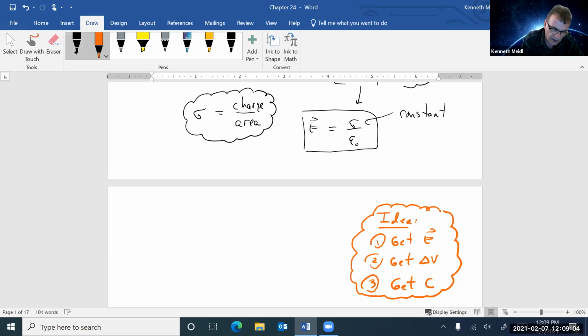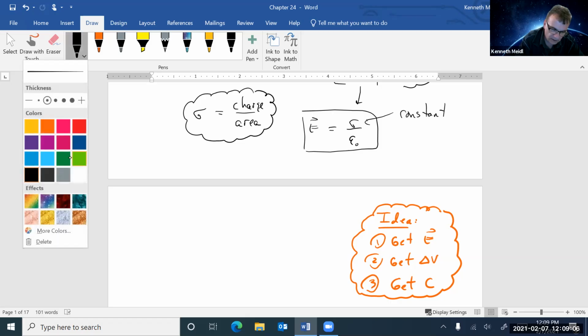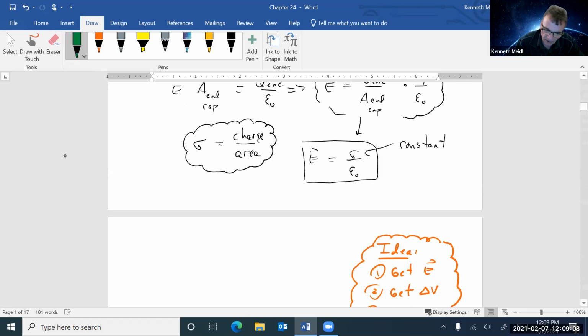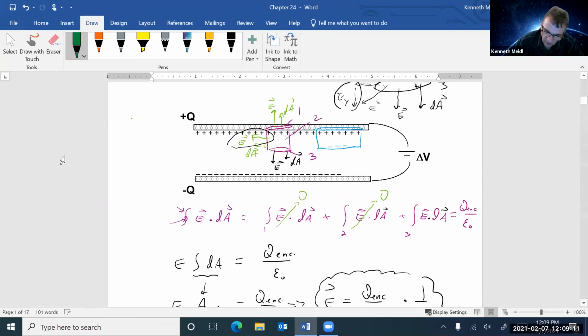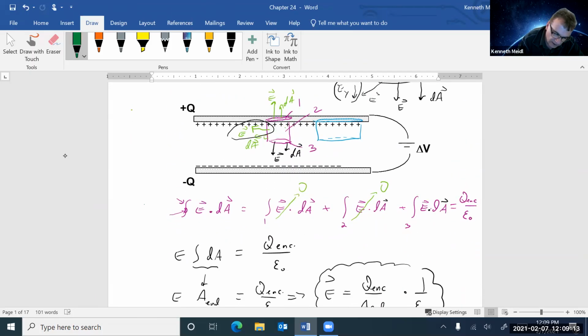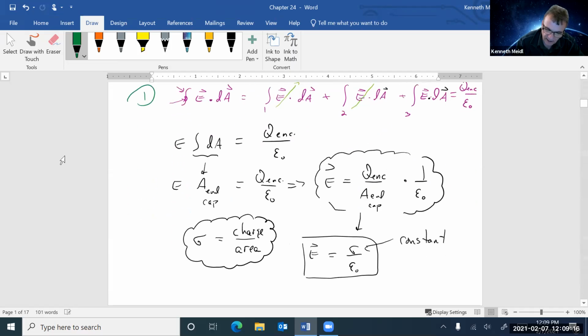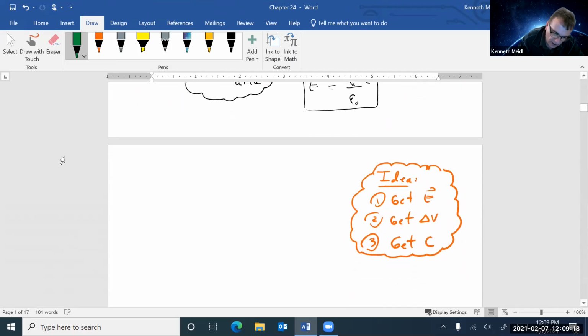Now, what we've got going for us here is we have some constants. I might call all of this getting the electric field, so maybe I'll call that step 1. Get that electric field. And step 2 is to get the voltage, or use the voltage relationship here. Get the voltage difference between the plates.